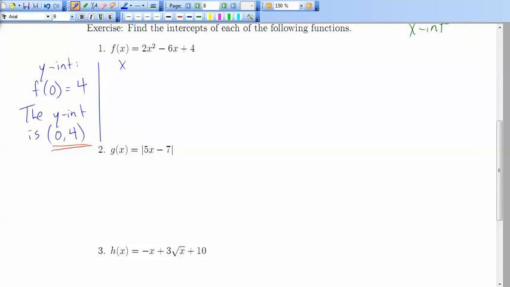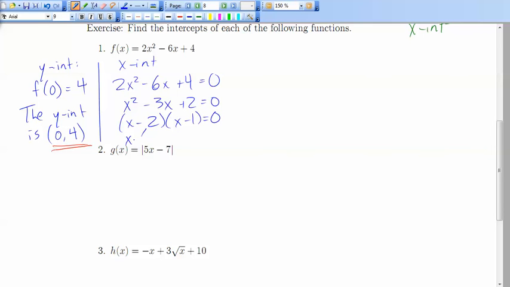Now for the x-intercept, things are a lot more interesting. This time, f of x is equal to 0. So I've got 2x squared minus 6x plus 4 equals 0. That's a quadratic equation, and we need to solve it. Now, I don't expect you to know how to solve it yet, so don't worry if you don't know how to do this, but I'll go through some steps, and we'll talk about how to solve this in the very near future. Okay? But I soon discovered that there are two solutions to this equation.